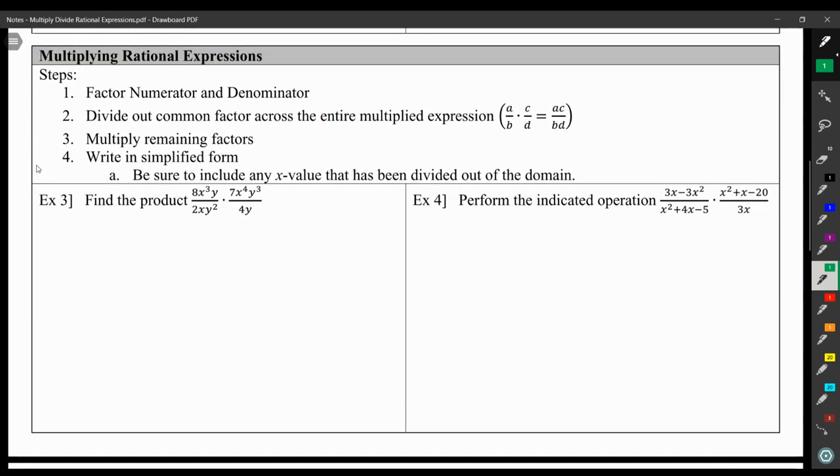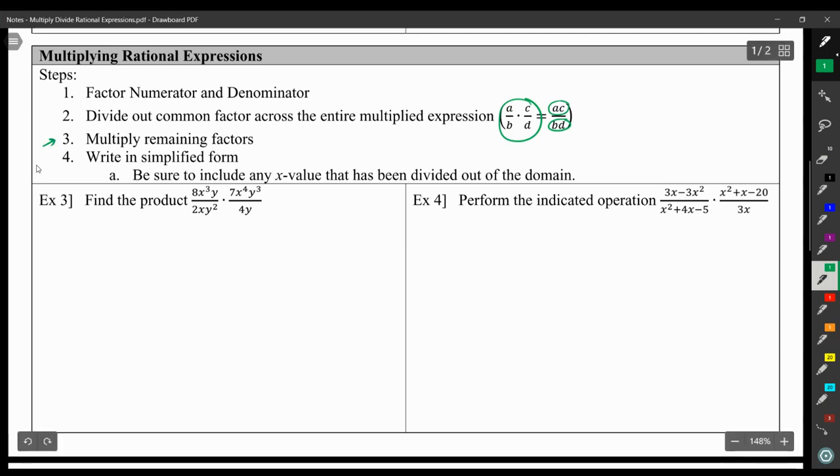Now, let's actually start multiplying rational expressions together. So the first thing we need to do is factor numerator and denominator. So we're going to be doing a lot of factoring. Divide out any common terms across the entire multiplied expression. And the reason why we're allowed to do that is because remember, when you multiply fractions together, their numerators are multiplied and so are their denominators. Multiply any remaining factors and then write in simplified form.